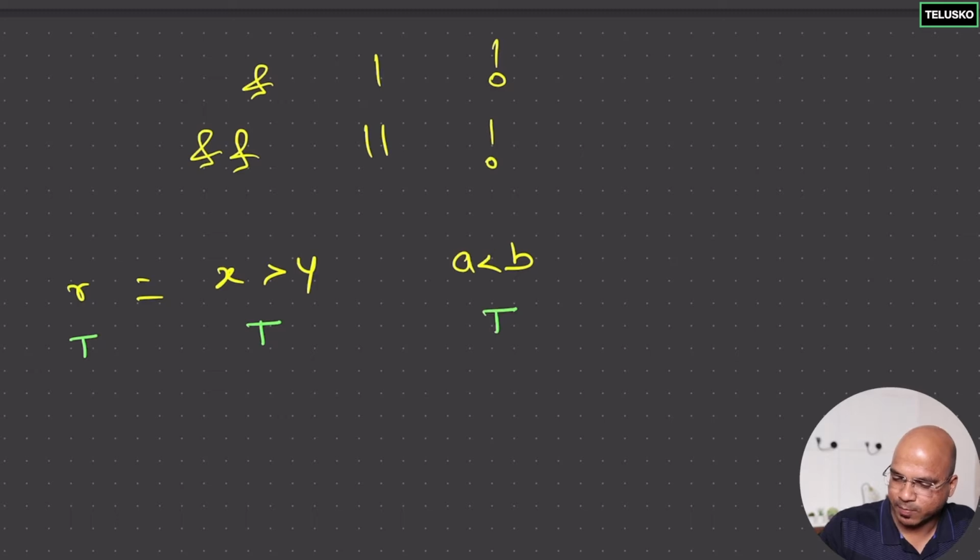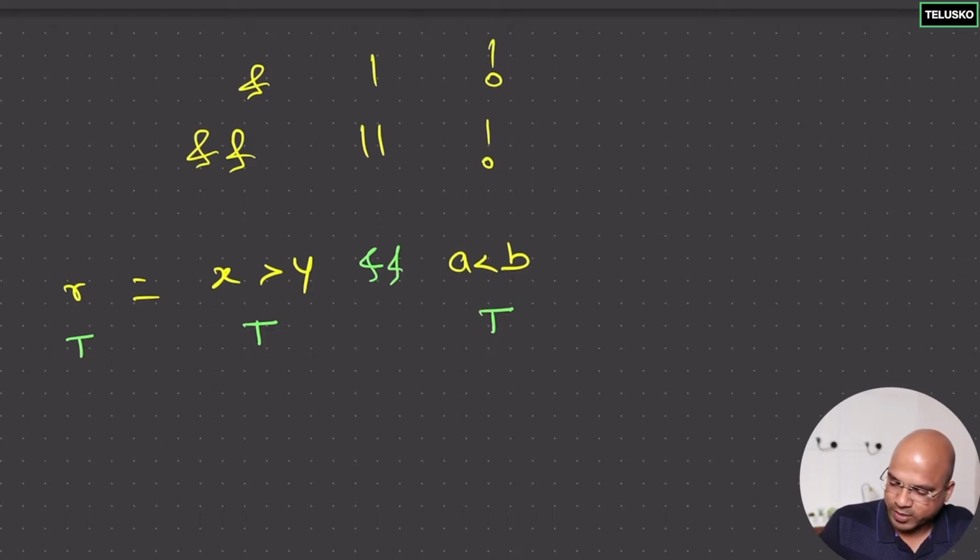So let me put AND. Now in this case, let's say the first one is true, of course it will check for the second one. But what if the first one is false? If the first one is false, it will not even check for the second one because the output is going to be false, right? So that is why it is called short circuit. From this point, we are always going to use short circuits instead of using a single ampersand. You can use double ampersand for AND, double pipe for OR, and of course NOT will remain NOT.